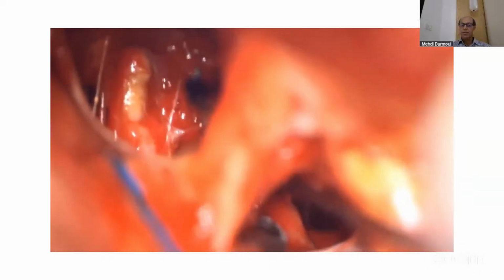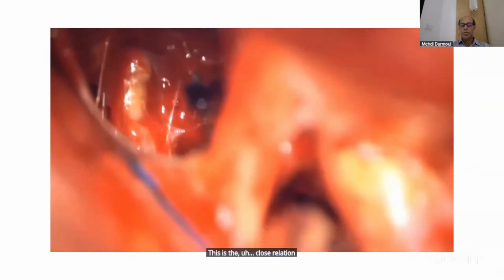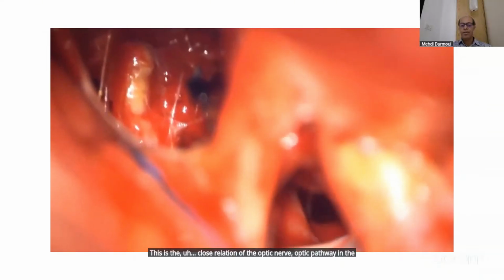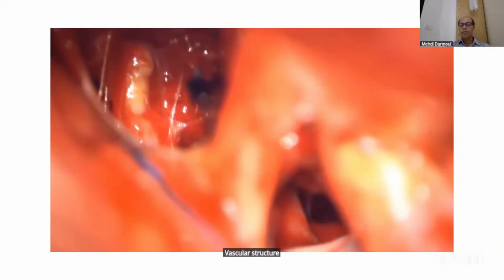This is the close relation of the optic nerve and optic pathway in the middle cranial fossa with these structures, especially with the vascular structures and the pituitary stalk.